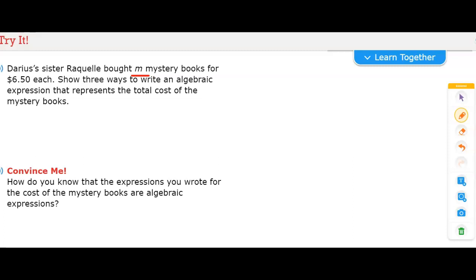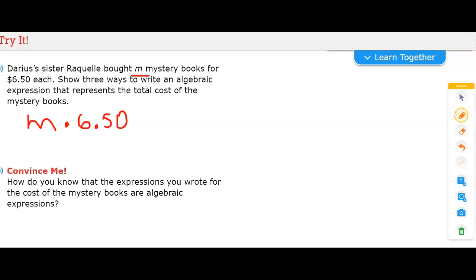One way, however many books she bought, we know that they had to be multiplied by $6.50 because each book costs that much. So each time we would have to repeatedly add $6.50, and we know repeated addition is multiplication. So we can write it as M times $6.50.